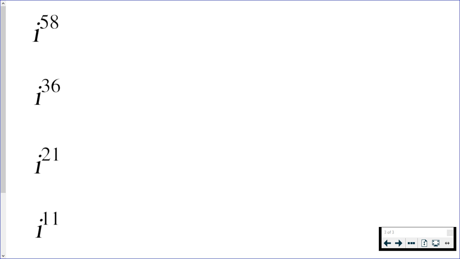This is going to be a fun one. What I'm going to do is simplify these four imaginary numbers, because with exponents on them, they are not considered simplified. What you need to know going into this is that i squared is equal to -1. That's going to be really important going forward. That is how I'm going to simplify these.